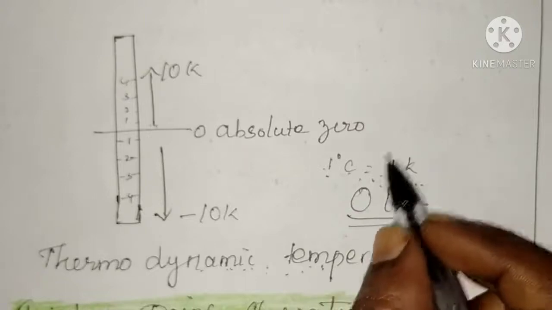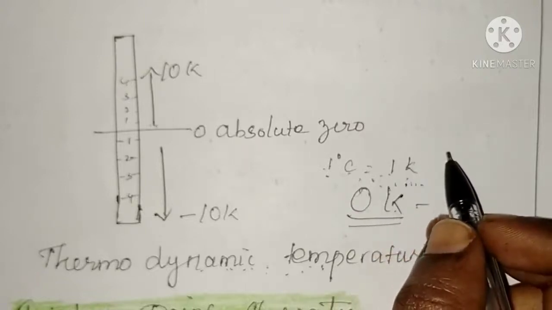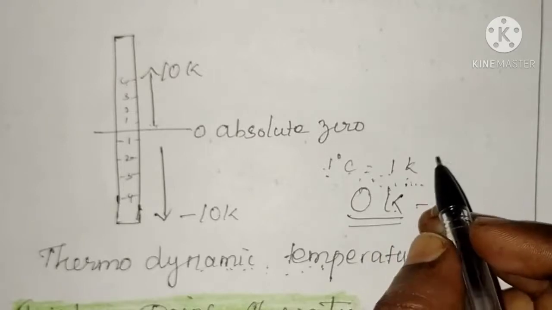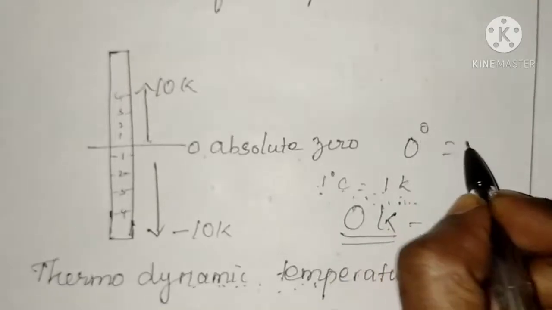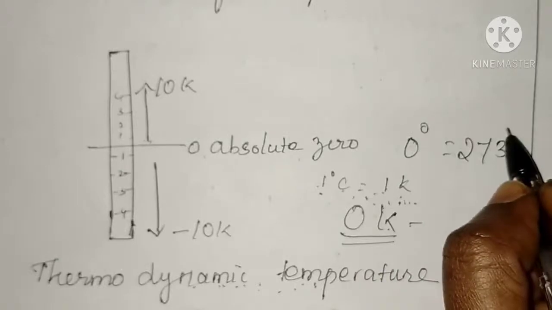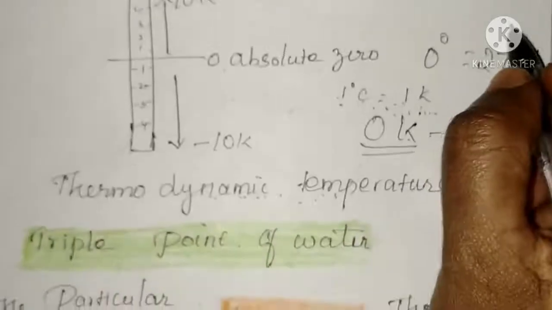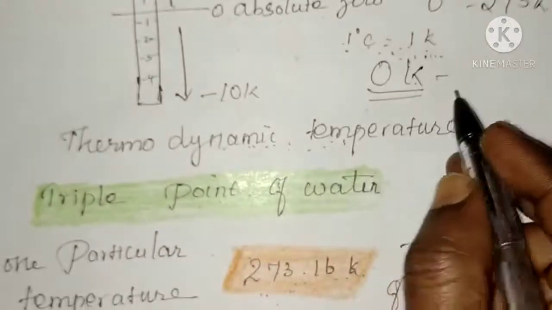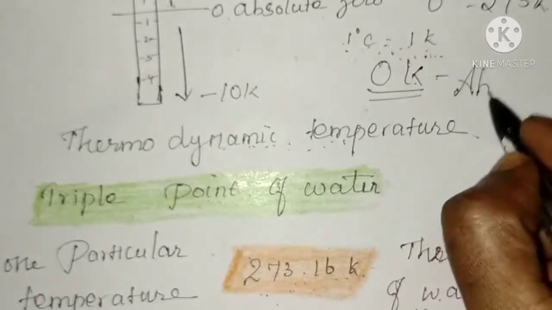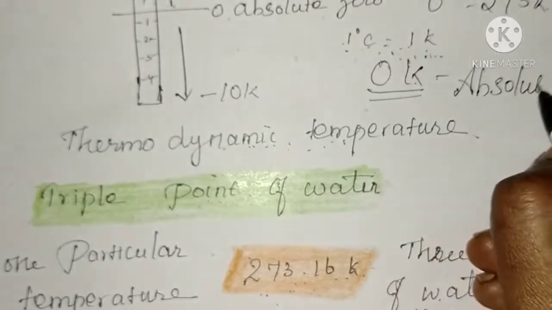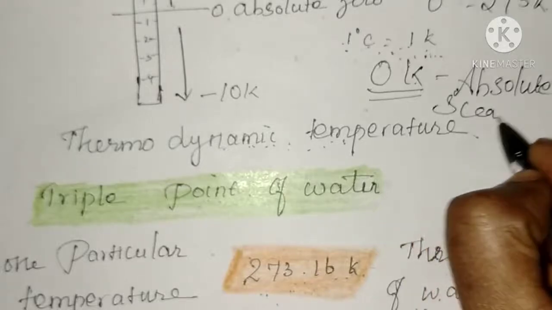And 0 degrees Celsius is equal to 273 Kelvin. 0 degrees Celsius represents 273 Kelvin. So 0 Kelvin is the absolute scale of temperature.